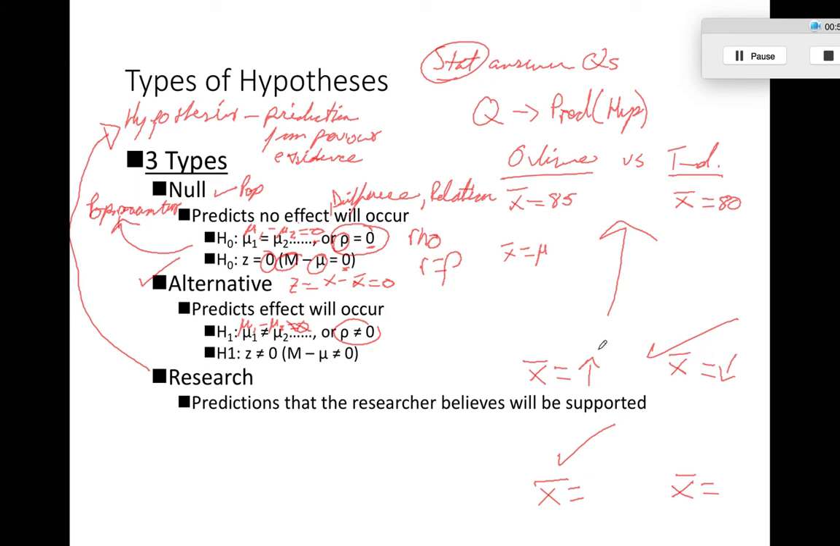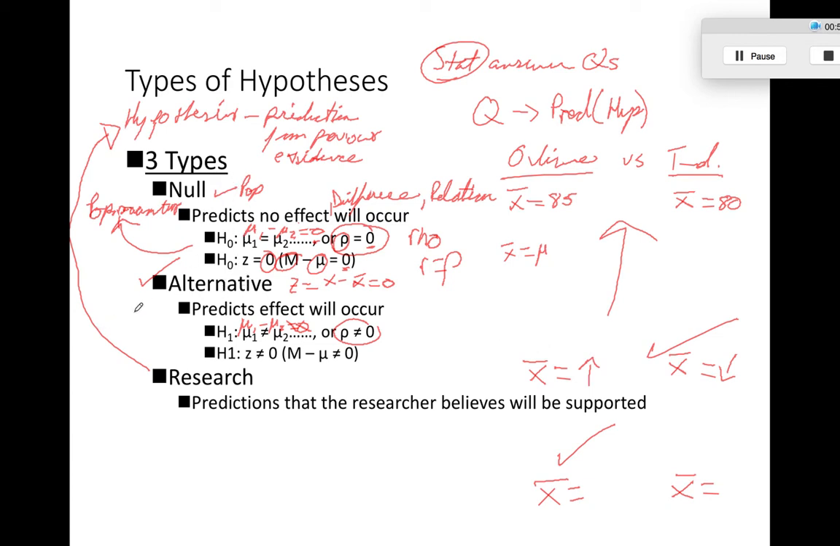So I predict that there will be a difference between online versus traditional courses in terms of exam performance. Of the null and the alternative, which is the one that I'm saying should happen? So again, I said there will be a difference between the two. So of these two, which one is it that I'm saying is going to happen? The null or the alternative?